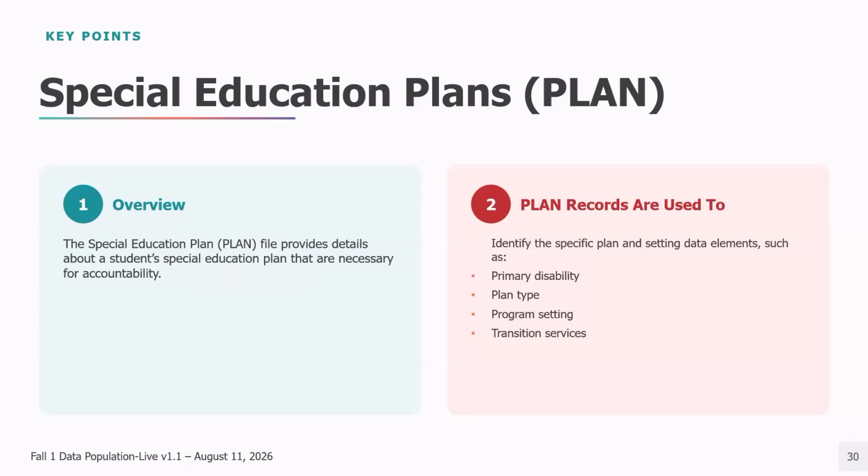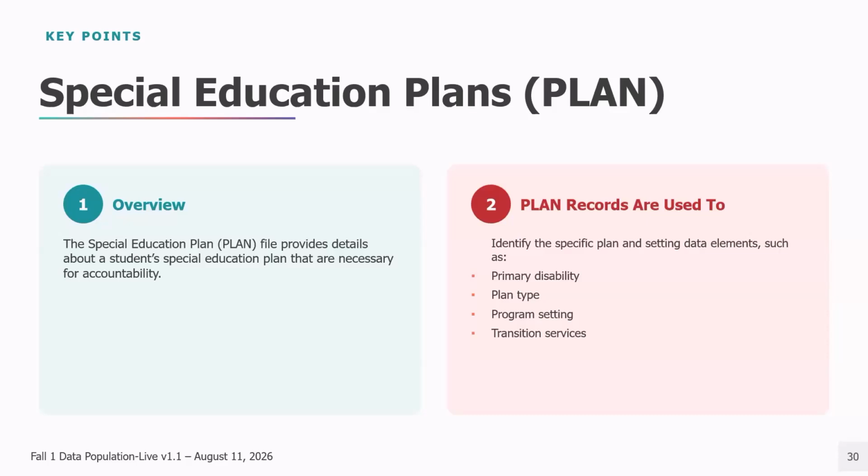So the next file is the Special Education Plan file. The file captures essential details about the student's individualized education program or IEP, individualized service plan or ISP, or IFSP, individualized family service plan.